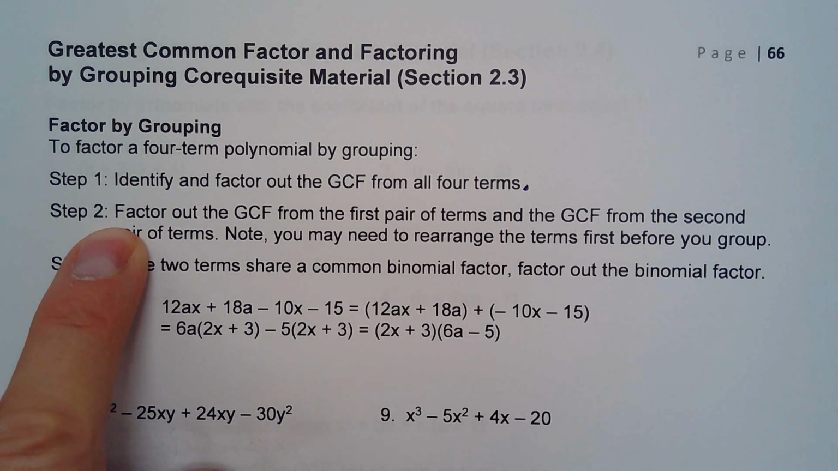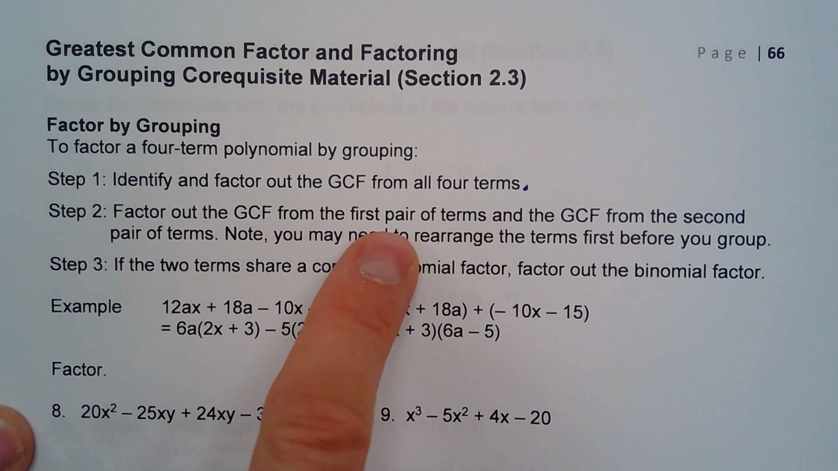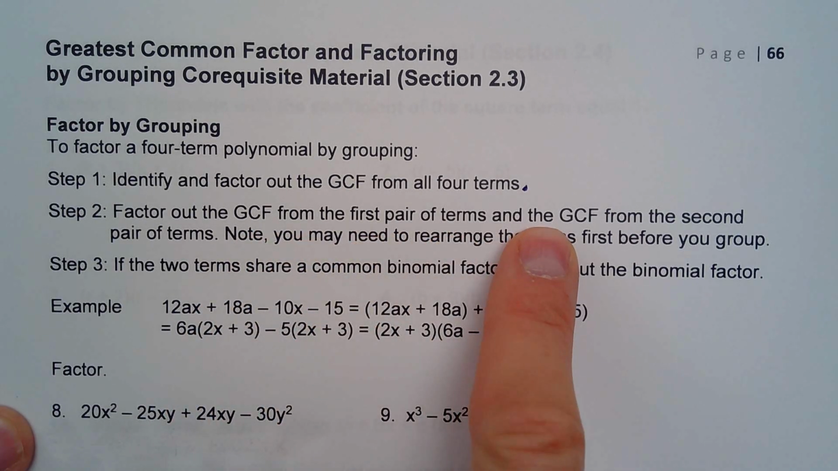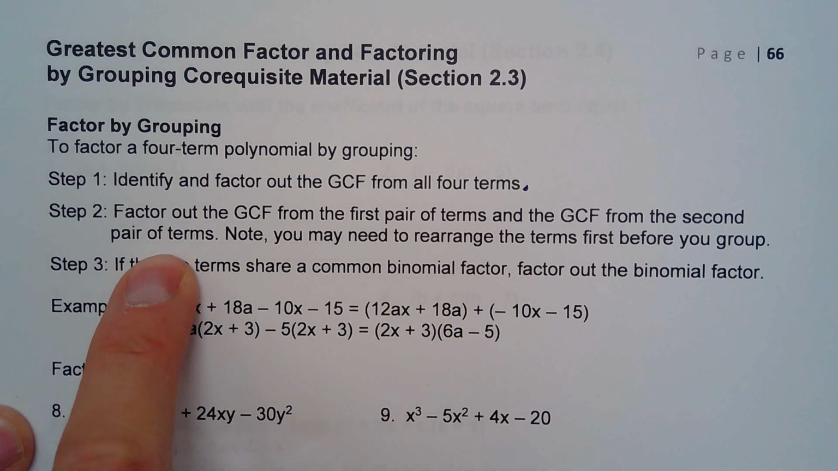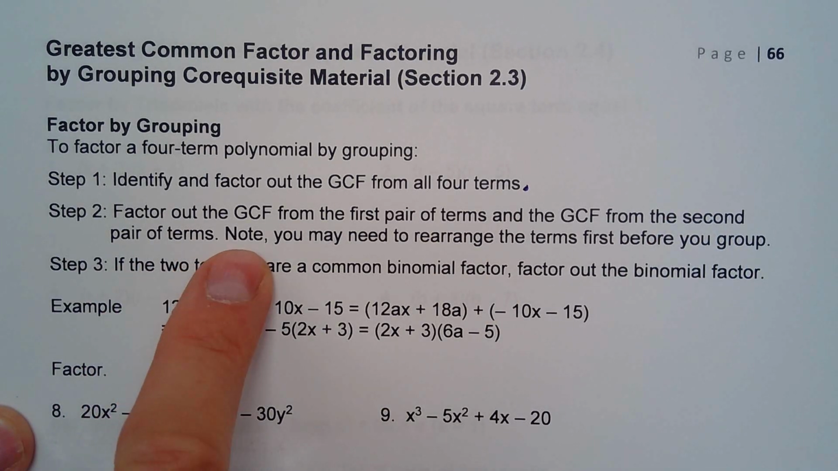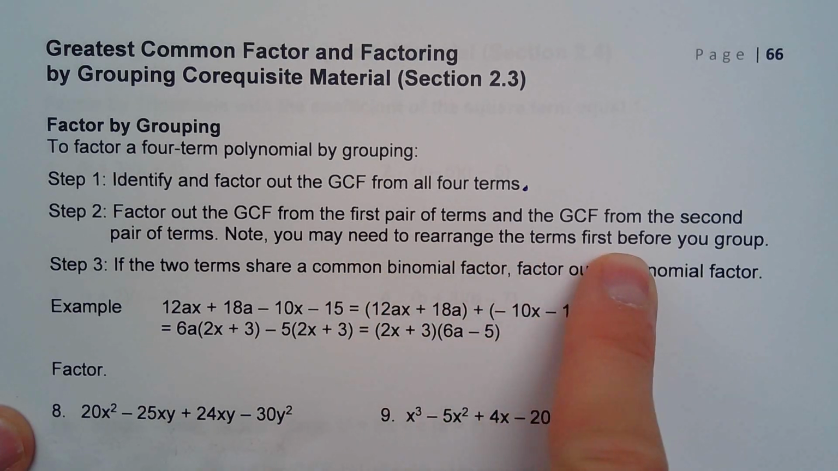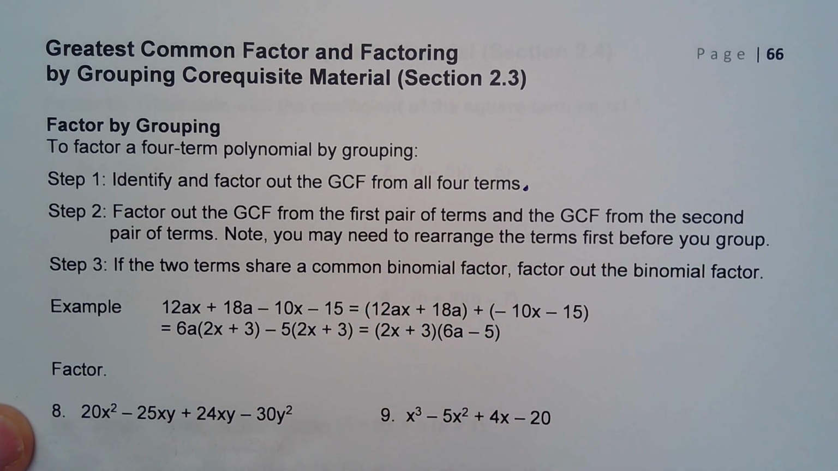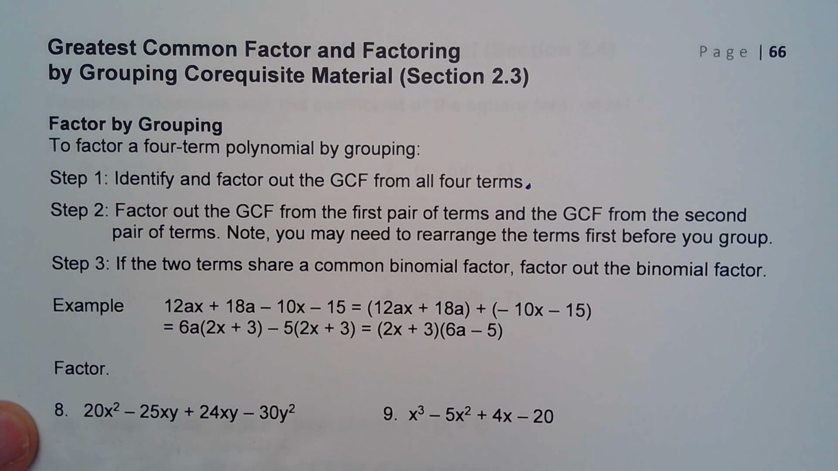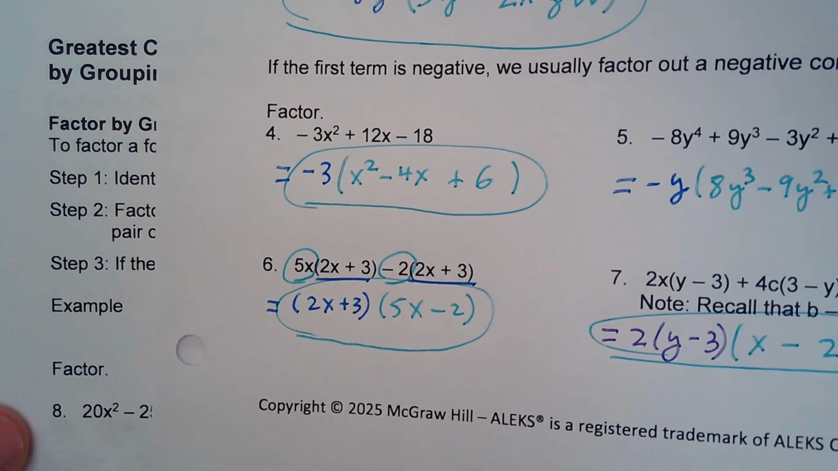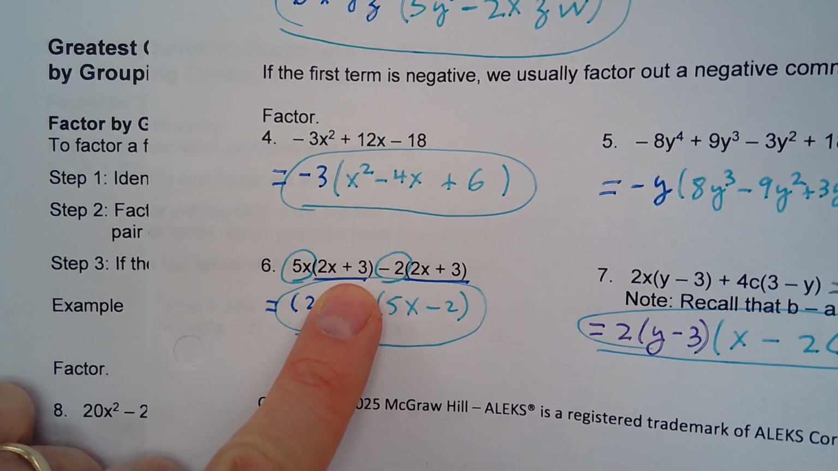Once you've done that, you want to factor out the GCF from the first pair of terms and the GCF from the second pair of terms. And just to note, you may have to rearrange the terms first before you group. And the idea is when you do that, we're hoping that you end up something like this problem here.